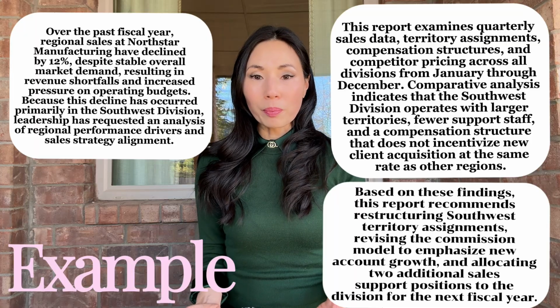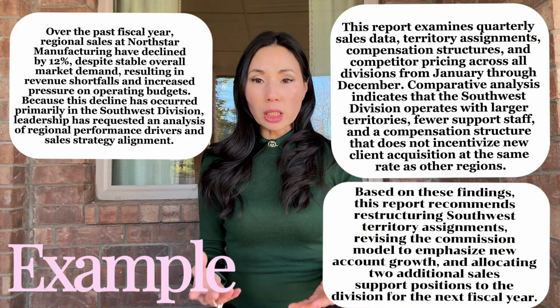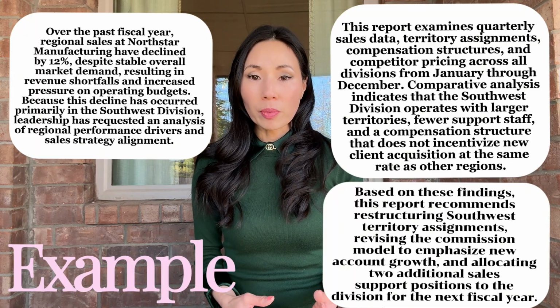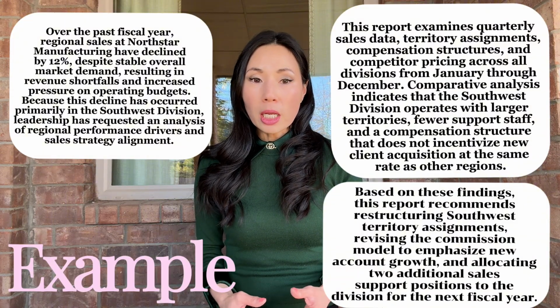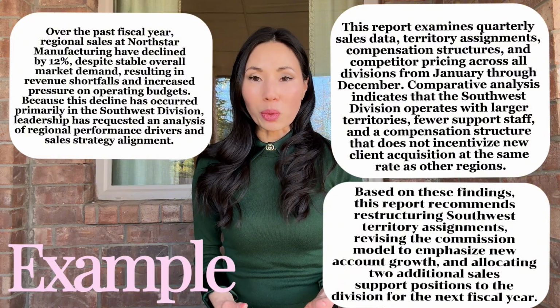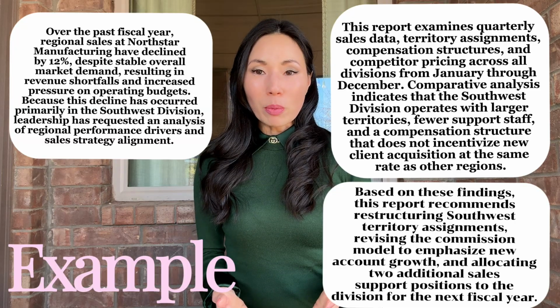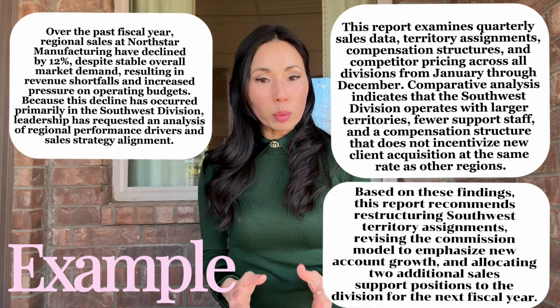Now notice the order. The first paragraph establishes the situation and its significance. The second explains the analysis and key findings. And the third states the recommendation clearly and directly. Because executive summaries carry this responsibility, they are written last.